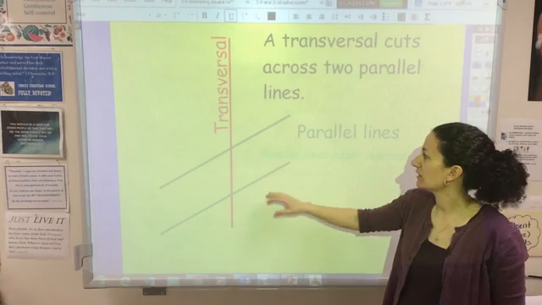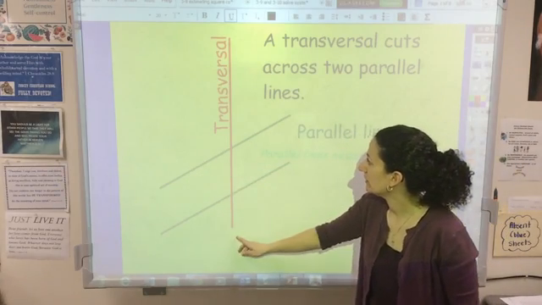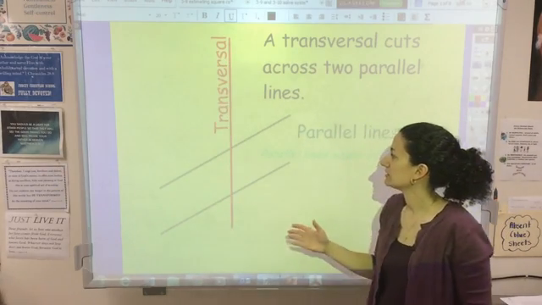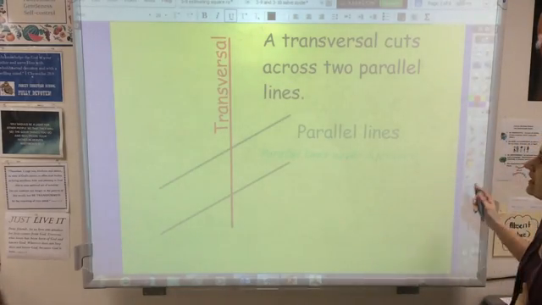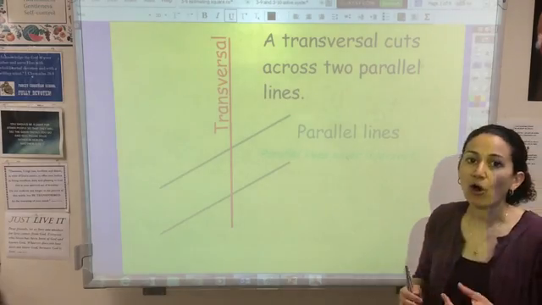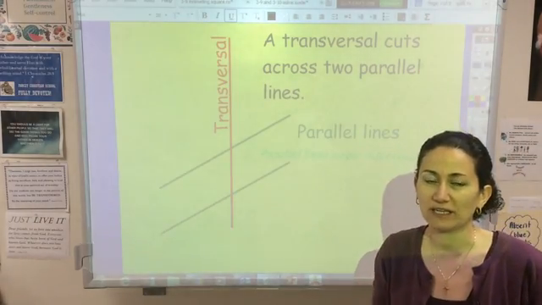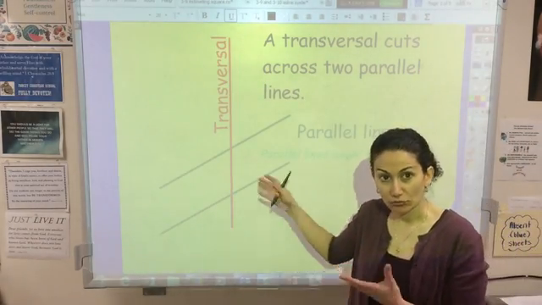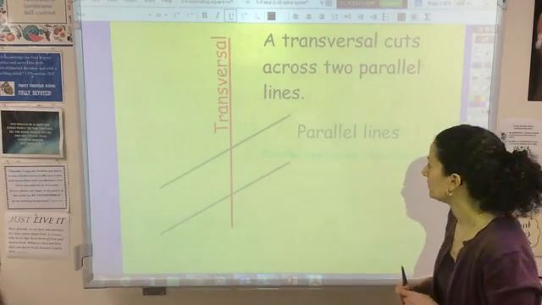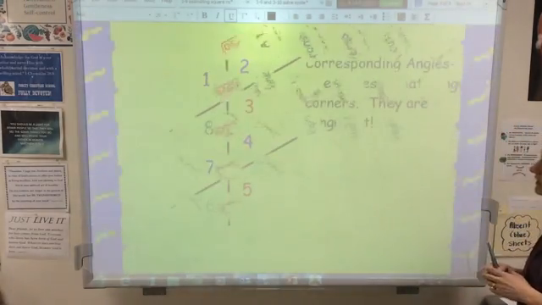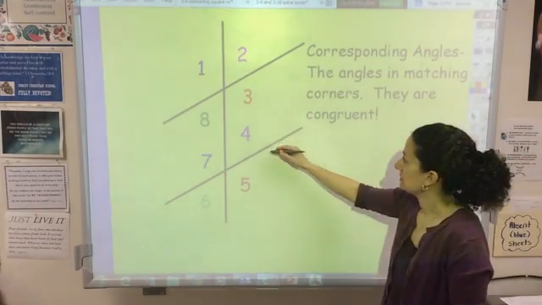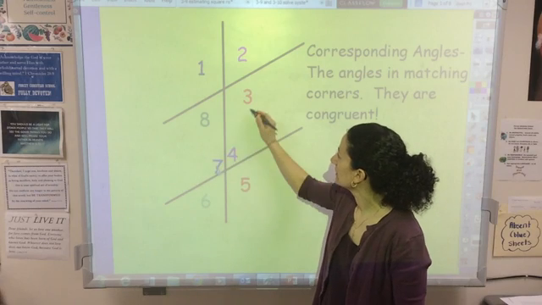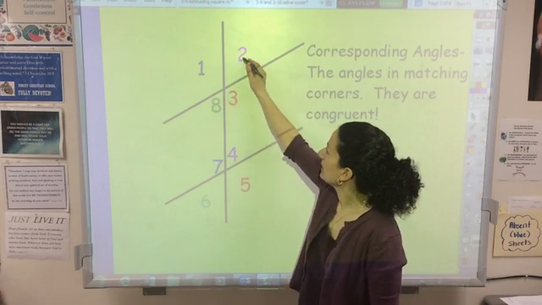So hopefully you can see the colors here, but these green lines are parallel. This red line here is a transversal. It's intersecting the parallel lines, and it is creating all kinds of different angle relationships. It's creating angles, and these angles have special relationships. And that's what I'd like to look at today. The first angle relationship that we have are corresponding angles.